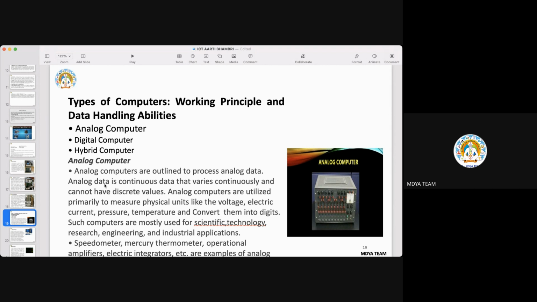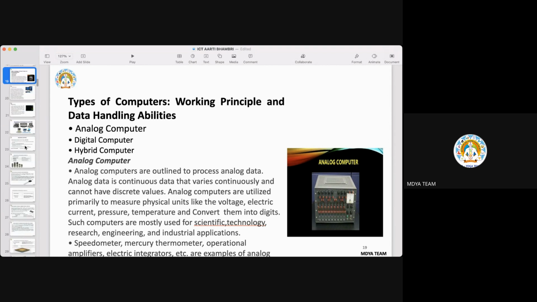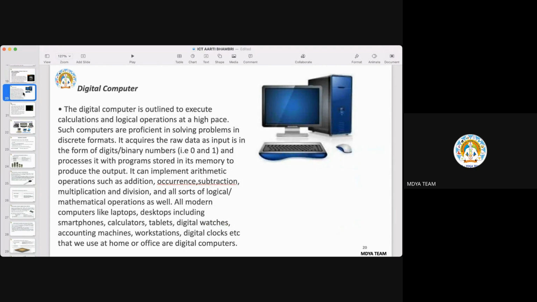And operational amplifiers, which we use in engineering or science laboratories and also in industries, and integrators, and all these are engineering terms. So they are used in such fields. Then the digital computer which we are using at present. Our computer is a digital computer which we use as a PC.